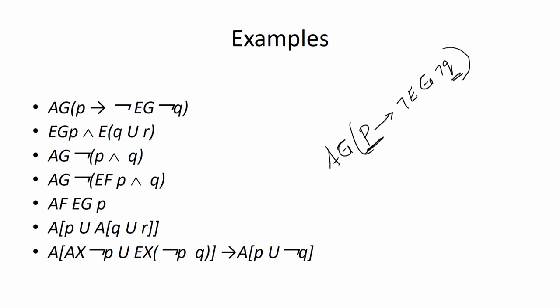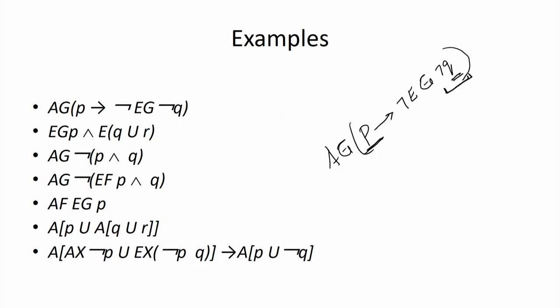If phi is a CTL formula, then not of phi is also a CTL formula. So, what I can say, not of Q is a CTL formula. Okay. Now, if phi is a CTL formula, then EG phi is also a CTL formula, because globally there exists a path, globally not of Q holds. Again, we know that if phi is a CTL formula, not of phi is also a CTL formula. So, negation of this is also a CTL formula.